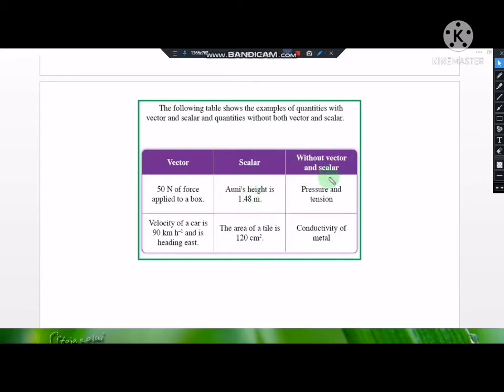Okay, let's look at this one. Without vector and scalar, conductivity of metal. This is an example of a quantity that is not a vector and also not a scalar. Okay, that's it.